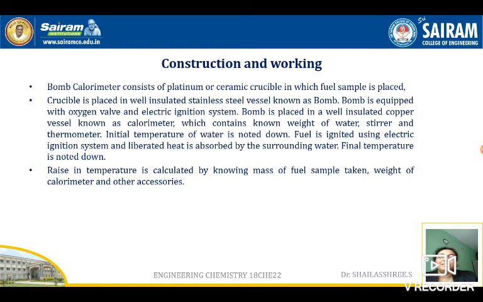Fine. The same thing is given here. What and all I said till here. Bomb calorimeter consists of the platinum or ceramic crucible in which fuel sample is placed, and the crucible is placed in a well insulated stainless steel vessel known as a bomb. Bomb is equipped with an oxygen valve and electric ignition system, and the bomb is placed in a well insulated copper vessel known as a calorimeter, which contains known weight of water, stirrer and thermometer.